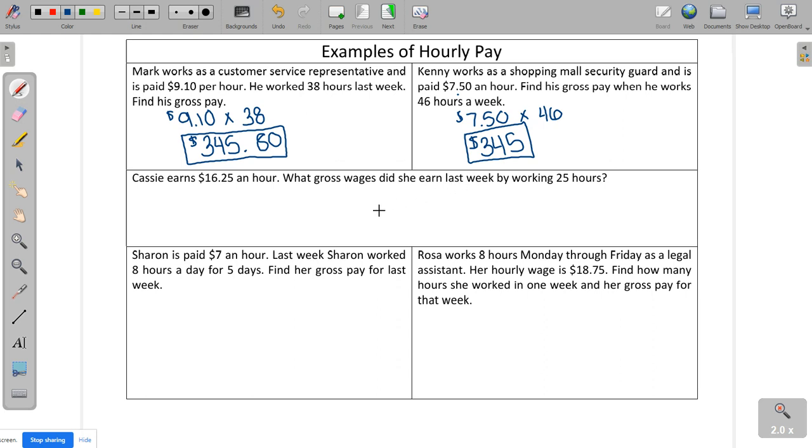Okay, let's check the next one. Cassie earns $16.25 an hour. What gross wage did she earn last week by working 25 hours? So take the hourly rate, $16.25, and multiply it by 25 hours. When you do this, you should get $406.25. Don't forget your dollar sign.